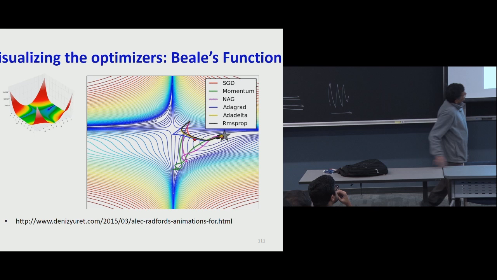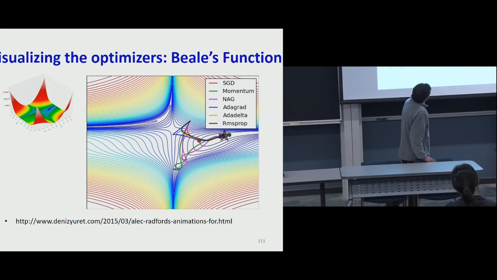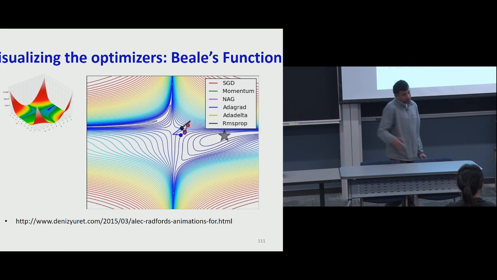And you can see that, well, the rest of them have gone home, but SGD is still sort of, it's not. The momentum techniques tend to swing out, observe. Whereas RMS prop actually gets there somewhat cleanly. And if you actually had Adam, it would get there even better, even more cleanly in this particular problem.